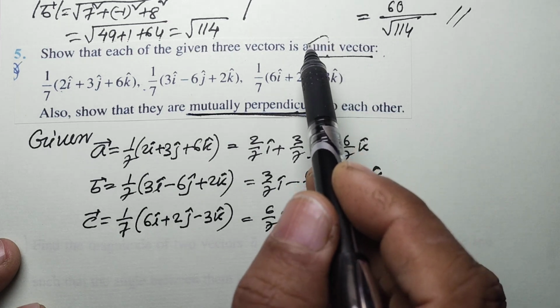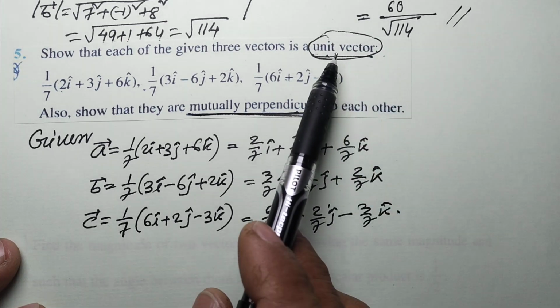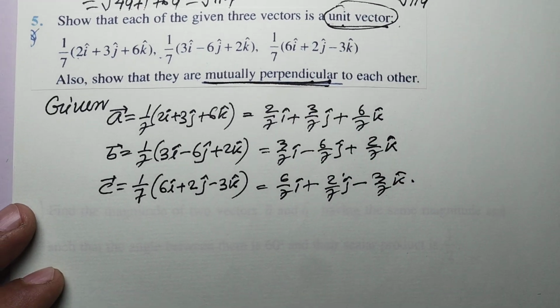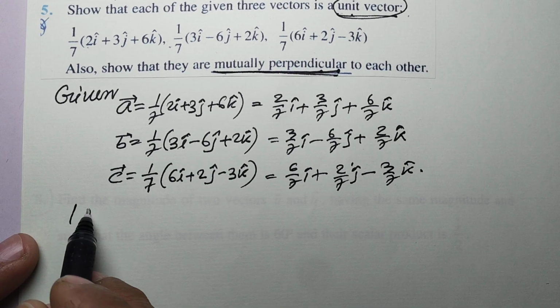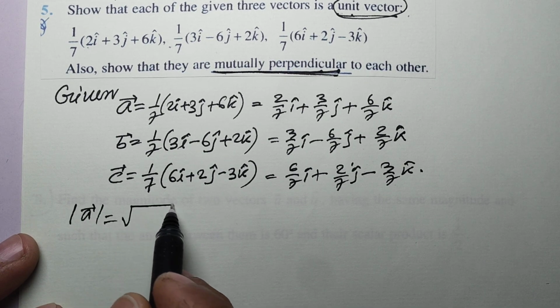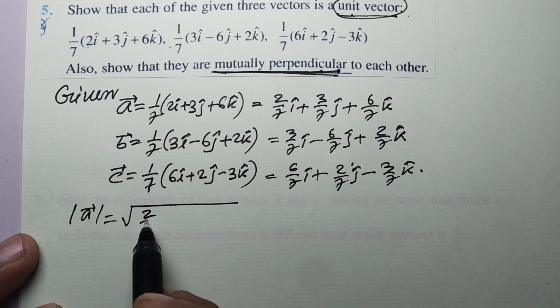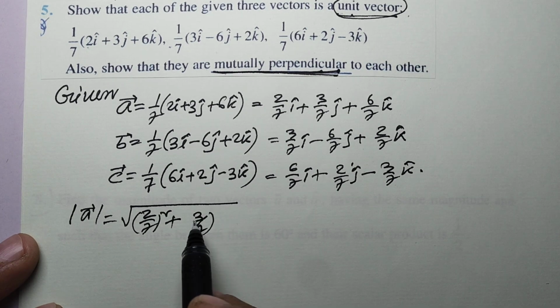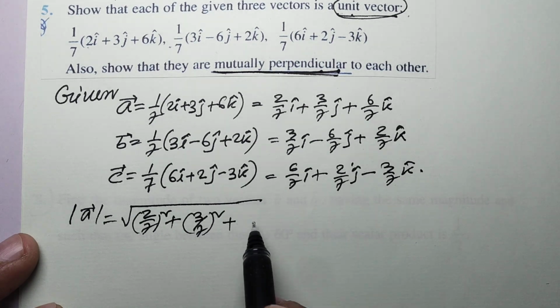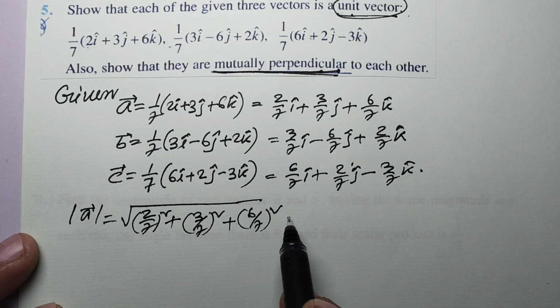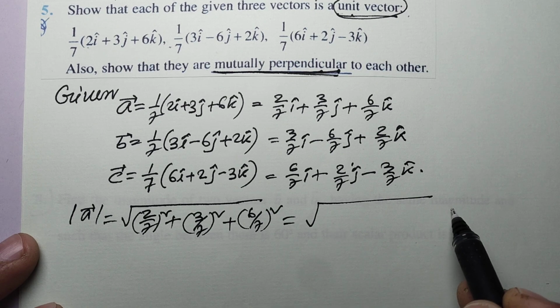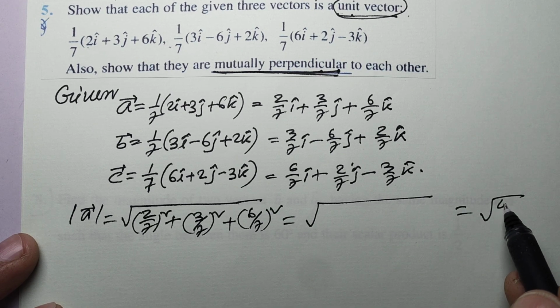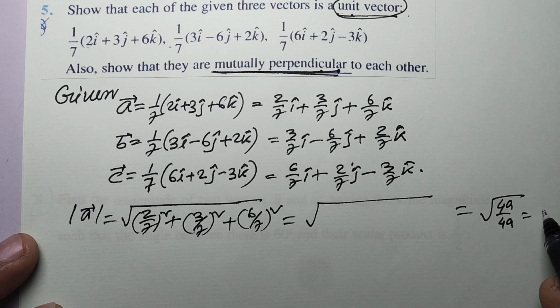We have two parts in this question. First step, we are asked to show that the vectors are unit vectors. Unit vector means each vector is of magnitude equal to 1. So first I'll find the magnitude of A. It is 2 by 7 squared, coefficient of I squared, plus coefficient of J squared, plus coefficient of K squared. If we simplify, finally we will get 49 by 49, which is equal to the square root of 1, which is equal to 1.